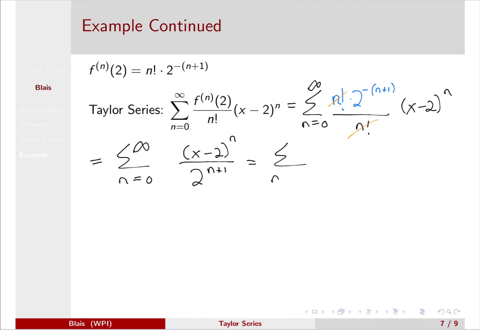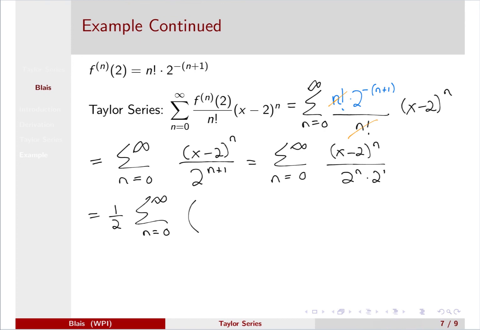Notice we can write this as the sum n going from 0 to infinity of x minus 2 to the n over 2 to the n times 2 to the 1 using our rules for exponents. And we can thus factor out that 1/2, that lone 2 in the denominator, and write what remains as the sum n going from 0 to infinity of x minus 2 over 2 all raised to the nth power.